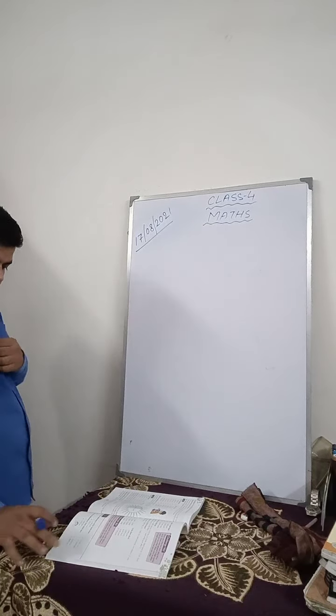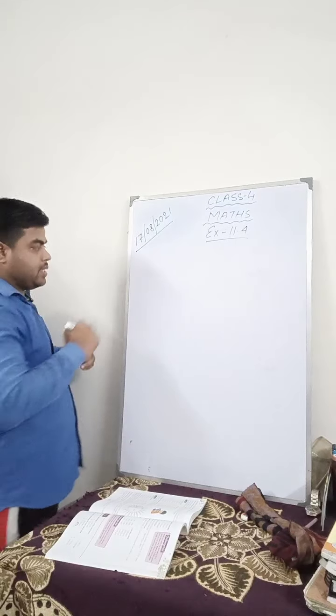Exercise 11.4. To do the sums, to convert the time from 12 hours clock to 24 hours clock, and from 24 hours clock to 12 hours clock, you have to watch the video that I sent you in the last class on how to convert the time from 12 hours clock to 24 hours clock. So you have to go through that. So let us begin with the exercise.